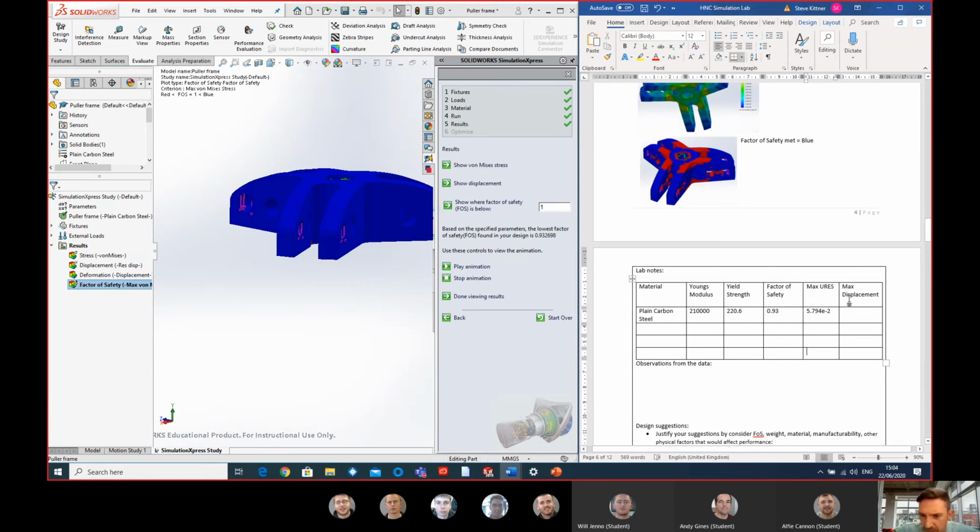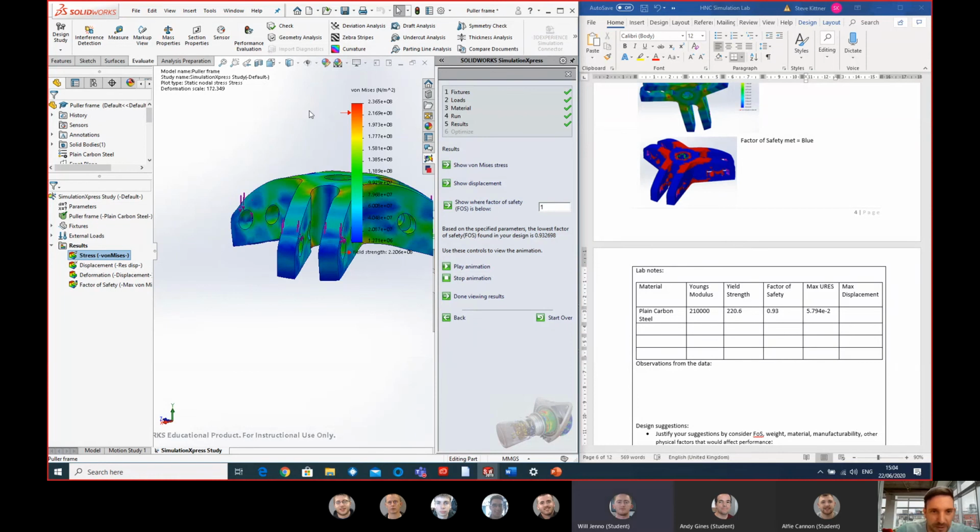Okay, I put maximum displacement and max URES. Those are the same things. So let's put maximum stress in there instead. So maximum stress 2.365e+8.